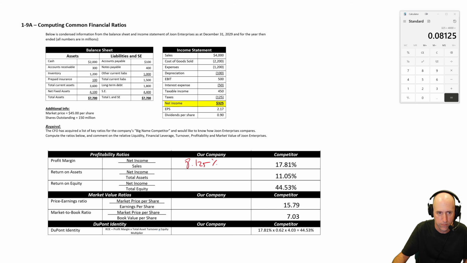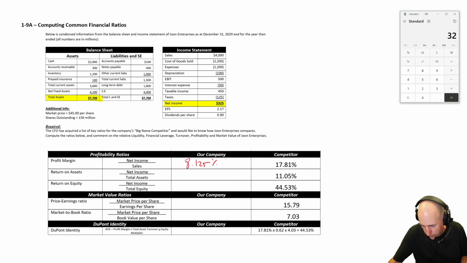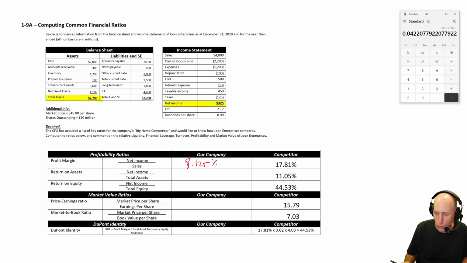So net income divided by total assets, 325 divided by 7,700, 4.22%. Whoops, wrong pen. 4.22% versus 11%. We're way less profitable again, right?